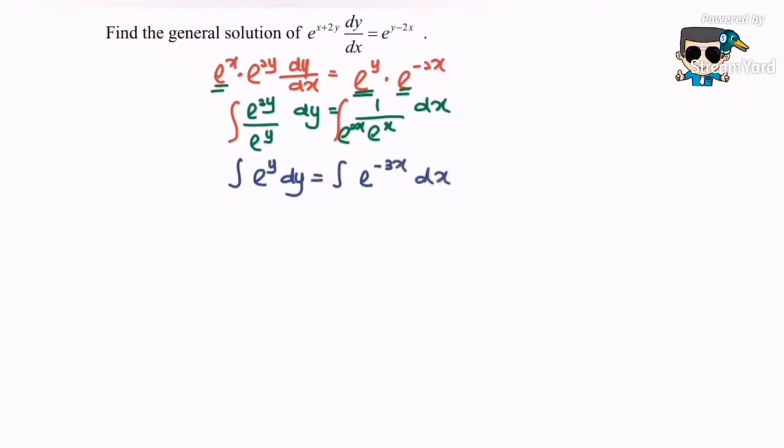Integrate the situation. By using the direct method, we have e^y over 1 equals to e negative 3x over negative 3 plus c. Express y in terms of x. So y will be equals to ln.